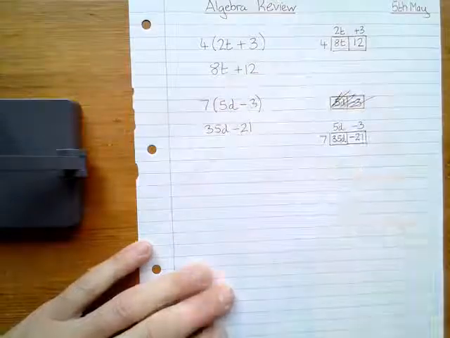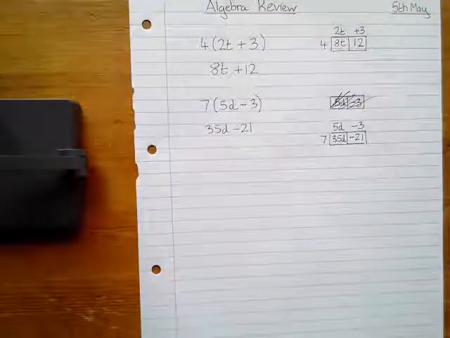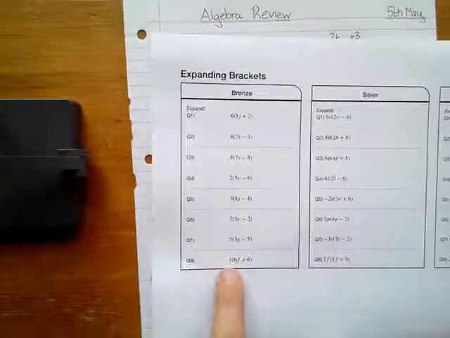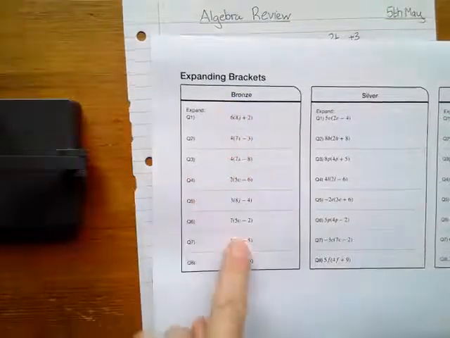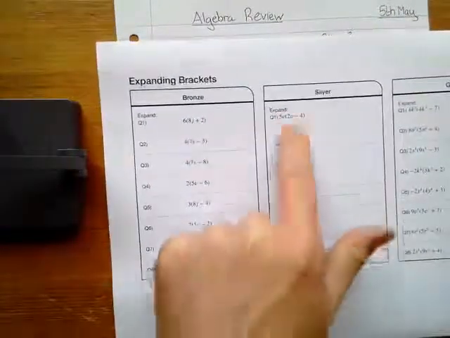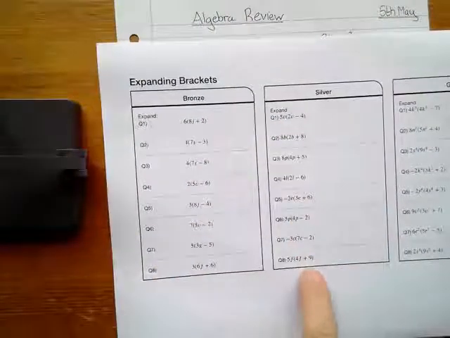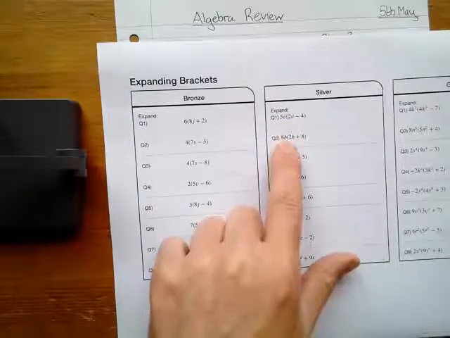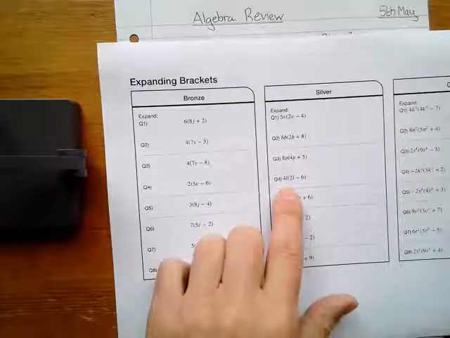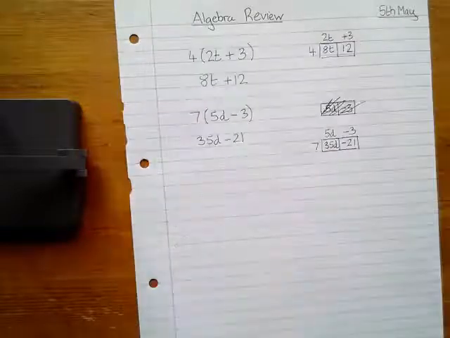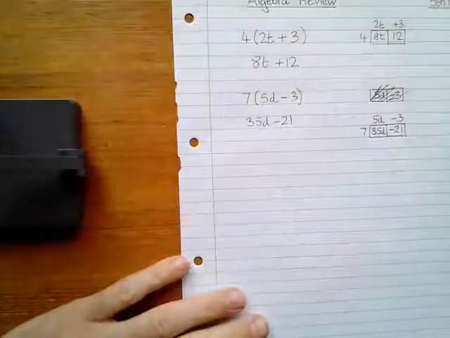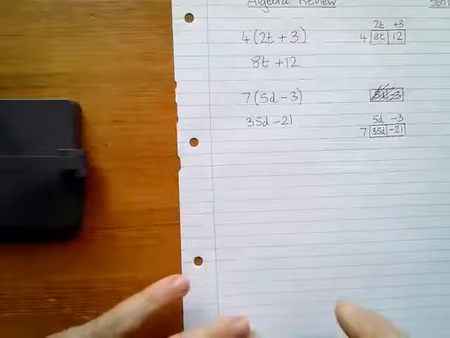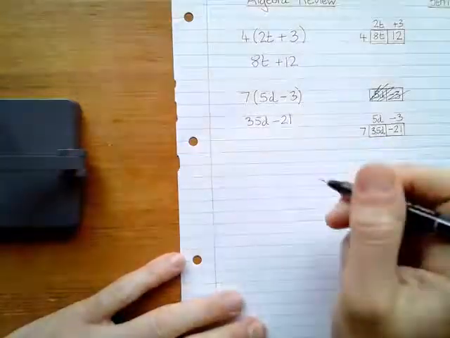Now all of the questions in the bronze section are like that, so you shouldn't have too much difficulty with them. When you move on to silver, things have slightly changed, because if you look, they've got sort of letters in front of the brackets as well. I'm just going to show you how you do one of those so you can take on the silvers as well.